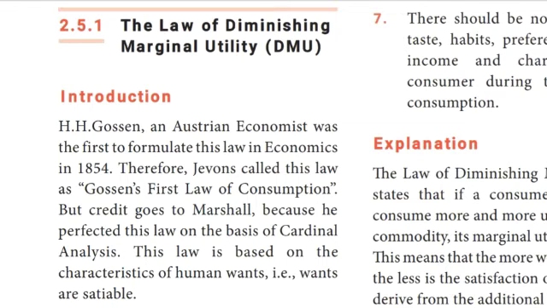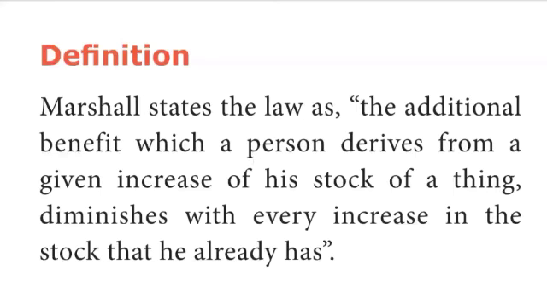Gossen, Bentham, Jevons and Karl Menger contributed initially to the development of these ideas. But Alfred Marshall perfected these ideas and made it a law. This law is also known as Gossen's first law. Definition: according to Alfred Marshall, the additional benefit which a person derives from a given increase of the stock of a thing diminishes with every increase in the stock that he already has.